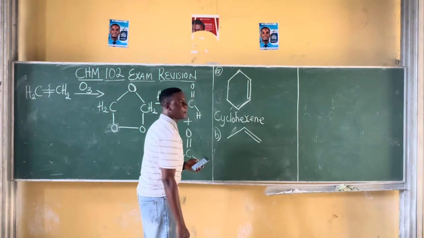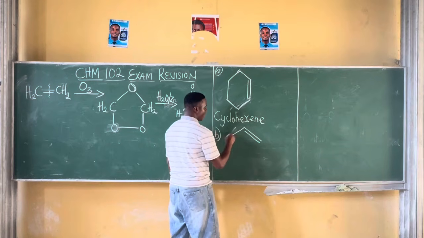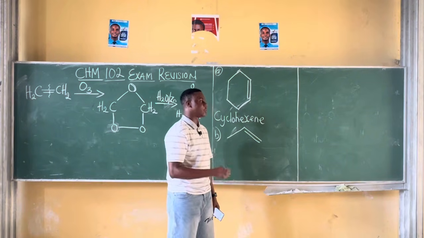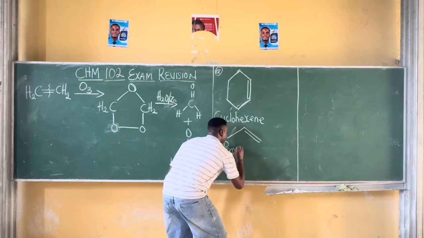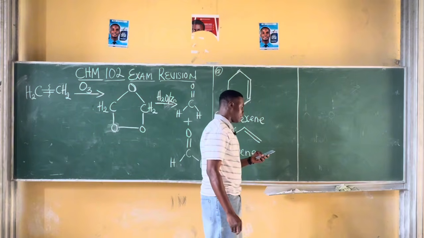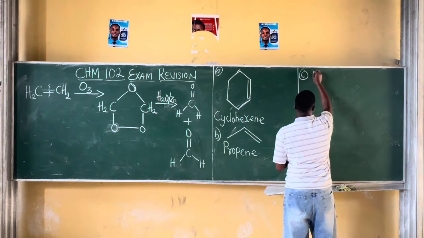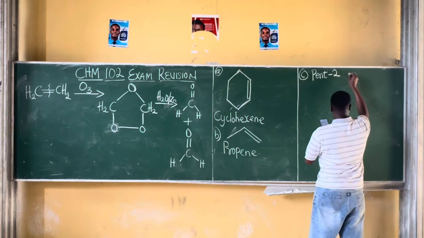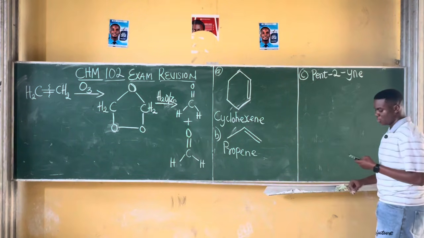so this is the second compound here. Now from the second compound, you can see we have three carbons, carbon 1, 2, and 3. And there's a double bond. So whenever we have a 3-carbon compound with a double bond, it is called what? Propene. It is called propene. Then the next one, they say we should draw pent-2-yne.